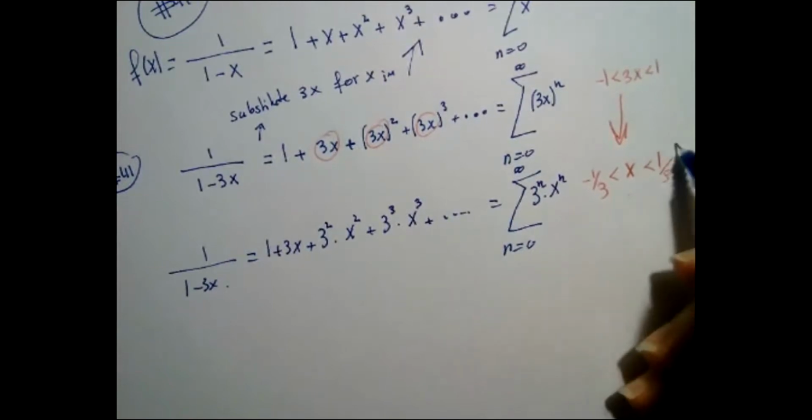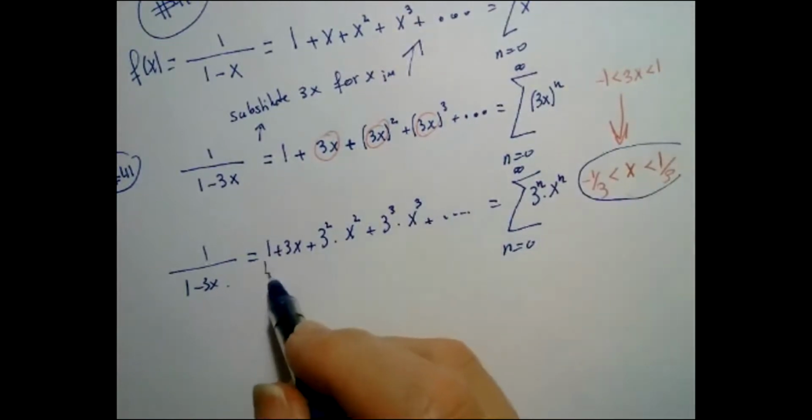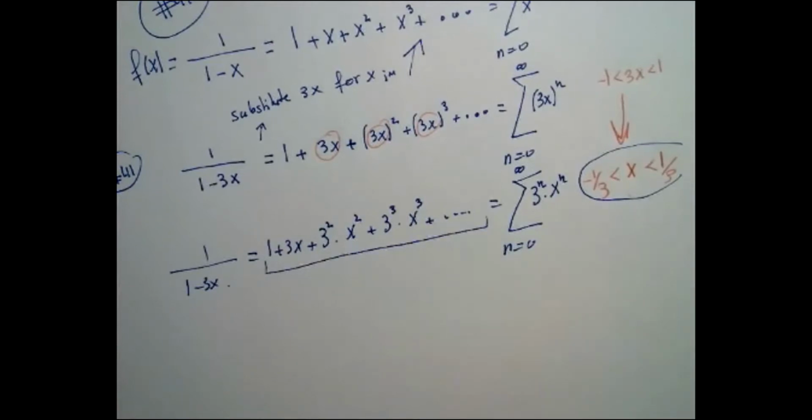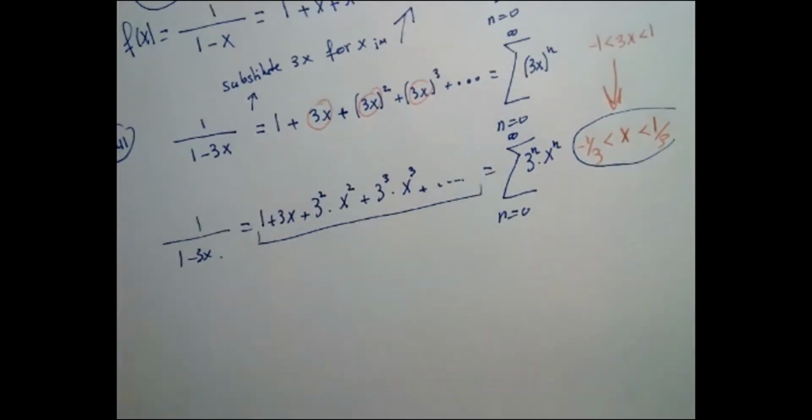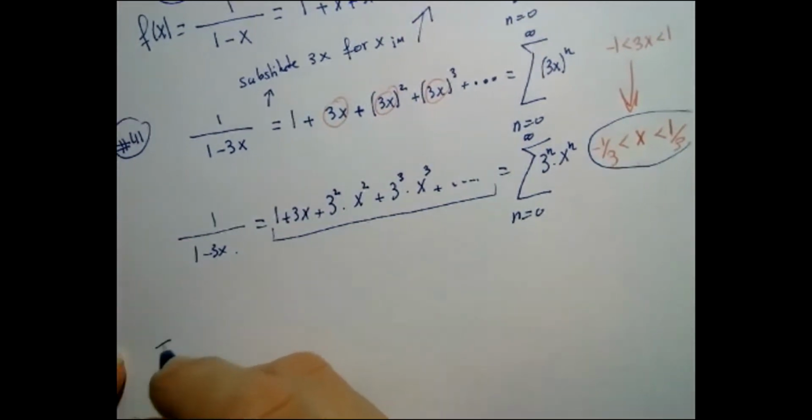So what this piece represents is actually the interval of convergence of the series. It means if you take this series and try to find where it converges, we're going to have between -1/3 and 1/3. Question as I move on.